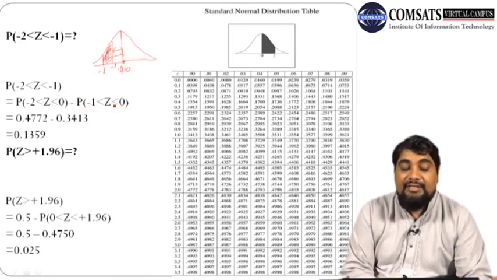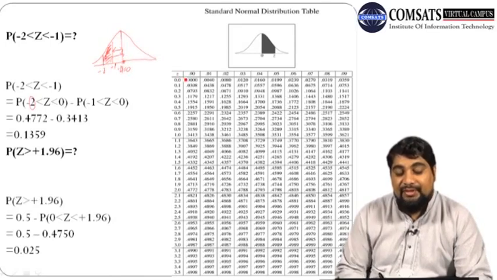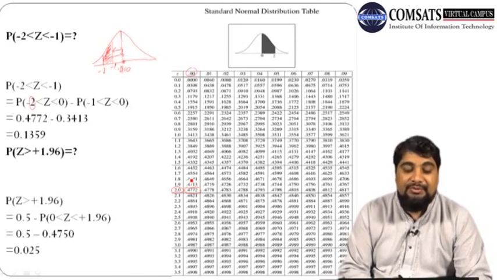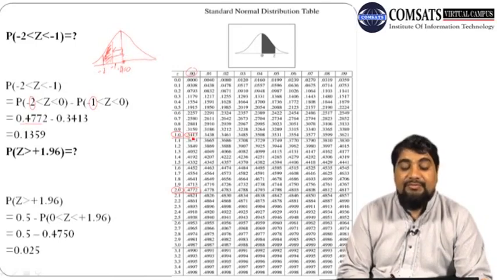So in order to calculate this area, just look up 2 in the standard normal distribution table. Corresponding to number 2 we have 2.00. So the required probability or area is 0.4772, and then corresponding to this -1, just ignore the minus sign, so look up +1, so 1.0, so it is 0.3413. Just subtract, you get 13.59%.